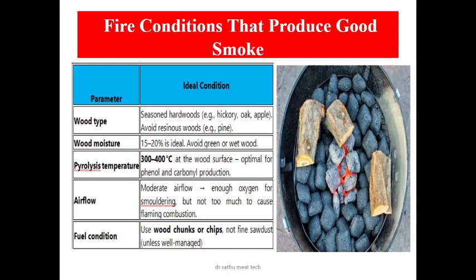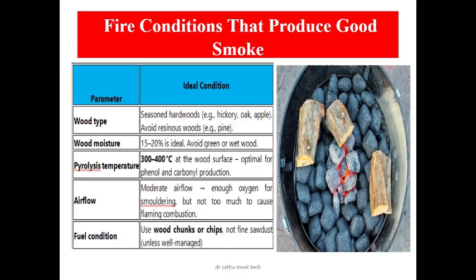Then the air flow: moderate air flow, enough oxygen for smoldering. So smoldering is nothing but carrying out the pyrolysis in limited oxygen, but too much oxygen causes flaming combustion. So again, it is not desirable. Smoldering is at a temperature around 300 to 400 without flaming. Then it is called smoldering. I hope you understood what smoldering is. Smoldering is nothing but doing the pyrolysis with limited oxygen, where no flaming will be taking place.